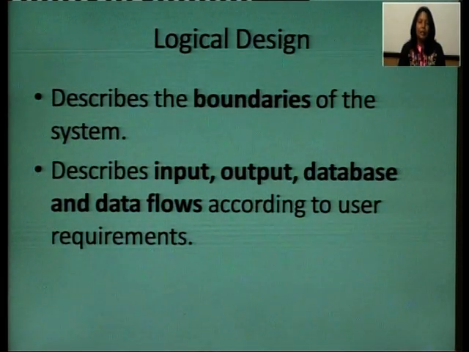Logical design describes the boundaries of the system. It describes input, output, database and data flows according to user requirements.